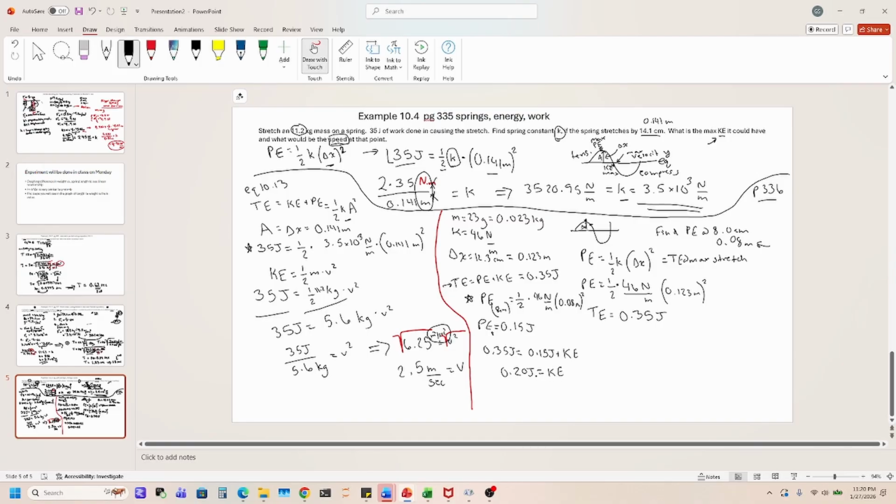Okay, so now that we know our kinetic energy, we can use this to find velocity. And why can we do that? Because the kinetic energy equation has velocity as one of the elements we multiply by. So the kinetic energy equation equals 1/2 mv squared. So we already know quite a bit of this. We know what our kinetic energy is.